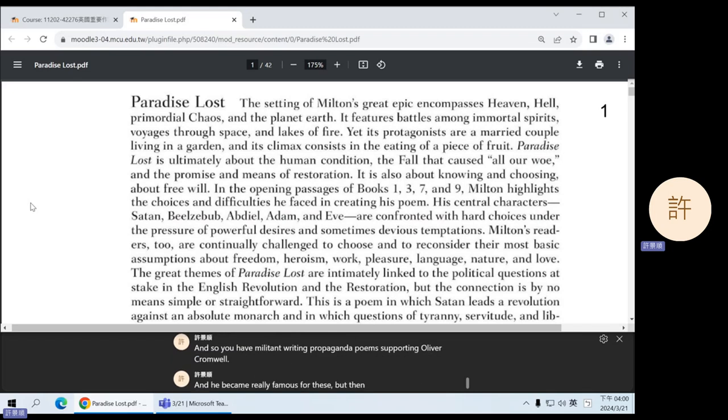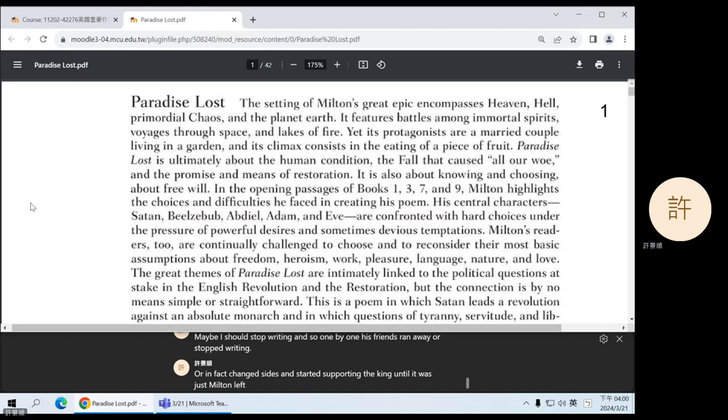But then as the tide started turning and Parliament started losing, Milton's friends started thinking, wait, what if we lose? Maybe I should hide. Maybe I should stop writing. And so one by one, his friends ran away or stopped writing or in fact changed sides and started supporting the king, until it was just Milton left.